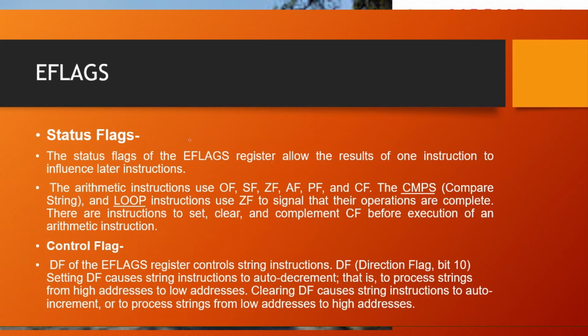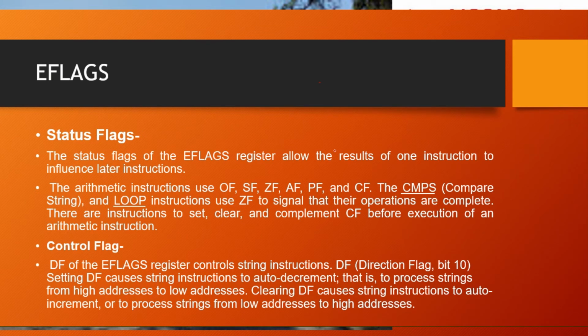Now, the first one is the status flags. The status flags of the EFLAG register allow the result of one instruction to influence a later instruction. The arithmetic instructions use the overflow flag, sign flag, zero flag, auxiliary flag, parity flag and carry flag. For example, the CMPS instruction, which is the compare instruction, or the LOOP or LOOPE instructions, use the zero flag to signal that their operation is complete. There are instructions to set, clear, and complement the carry flag before the execution of an arithmetic instruction.